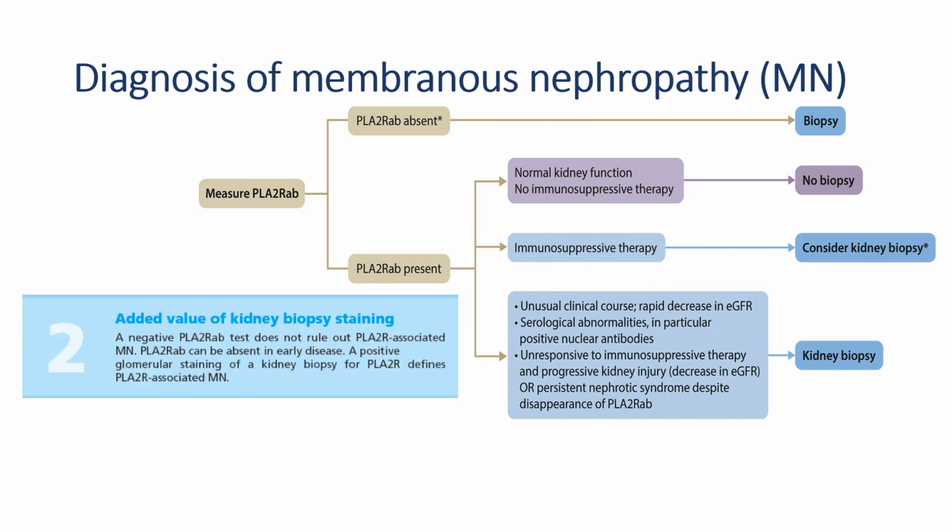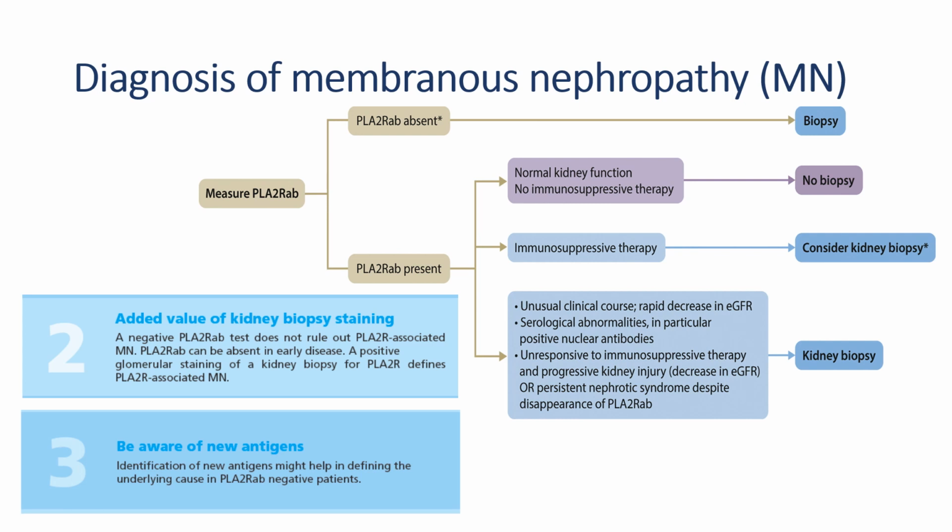An important point is that antiphospholipase A2 receptor antibodies may be absent at the beginning of the disease. So, as we said, negative phospholipase A2 receptor doesn't exclude membranous nephropathy at all. And for sure, there are other antigens, such as NELL1 and others, that may be positive in patients with negative antiphospholipase A2 receptor antibody.